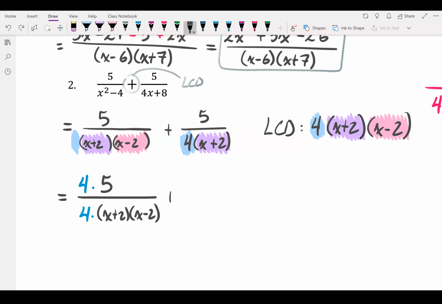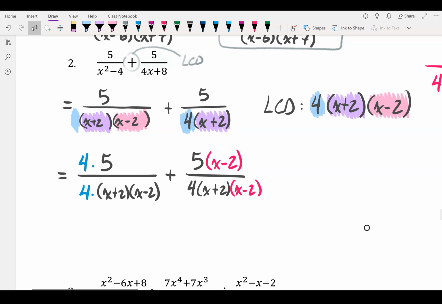It's no big deal. On the bottom here, in the second fraction, what do I have? 4, x plus 2. I'm missing an x minus 2. I don't have an x minus 2 here. So I need to add it. So I'm going to multiply by that on top and bottom. Hopefully this is becoming more familiar to you, what I'm about to do. Simplify the top and then group the top.